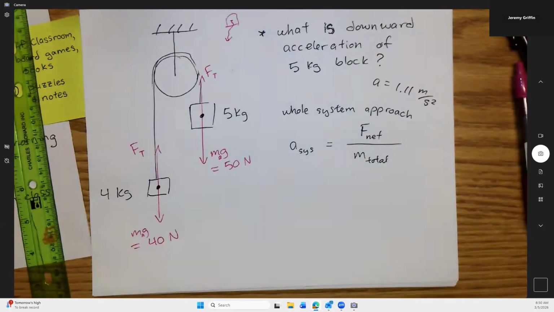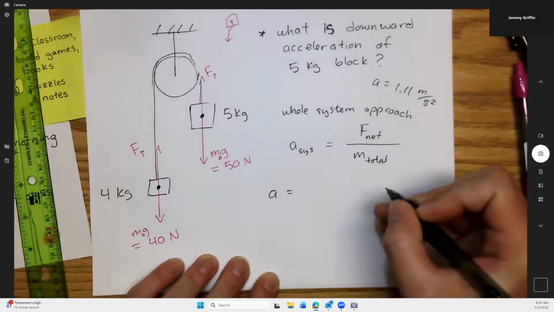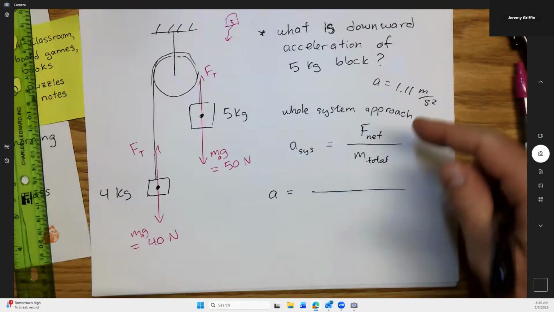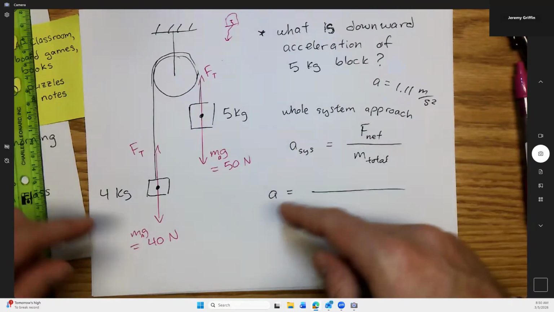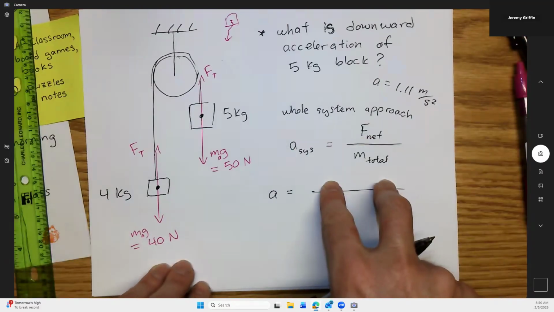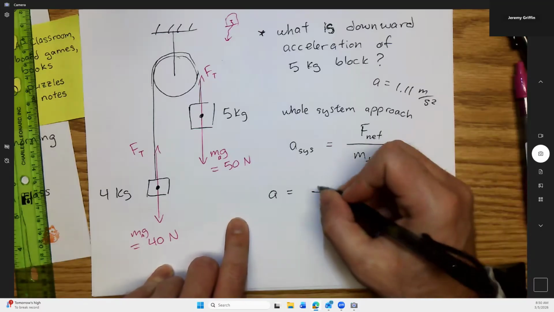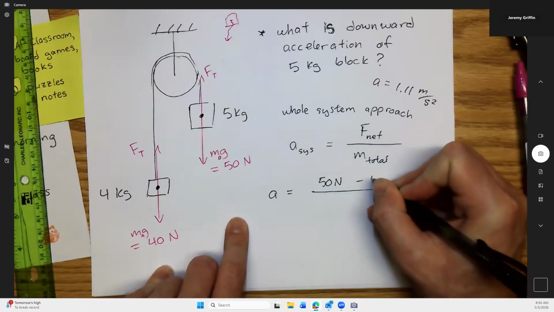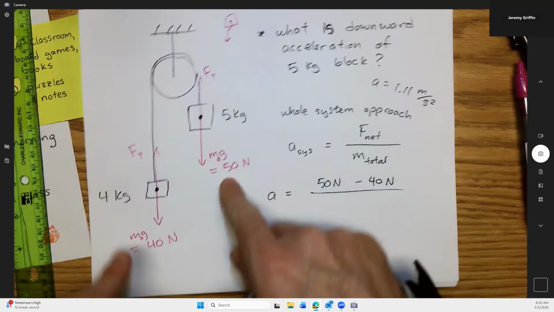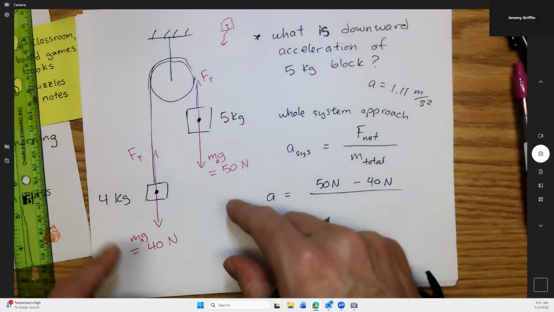So got that. And using this whole system approach, what would the net force be on the two blocks? Yeah, 10 newtons because it's 50 newtons minus 40 newtons. Right? See, these two are playing tug of war. One guy says let's go clockwise, the other guy says let's go counterclockwise.